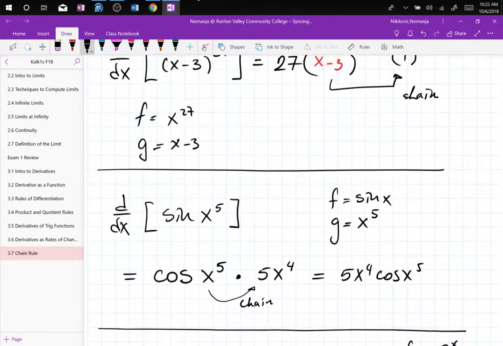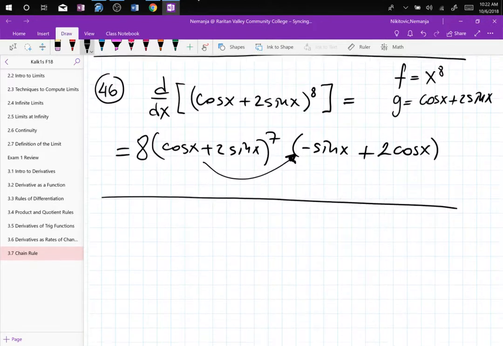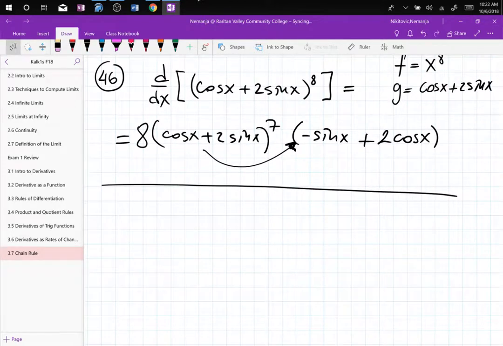All of these examples, we practice the basic idea of the chain rule. Yes? What, you mean doing the arrow like this? You can draw the arrow, it's fine, yeah.